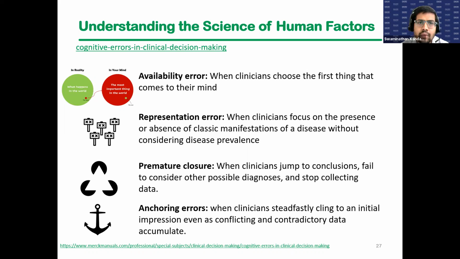One is availability error. This is when we try to choose the first thing that comes to our mind, because that's the first thing that we know about, and then we forget about the other things that may have happened with the patient case, and that may lead to errors. And then there is anchoring error, which is when clinicians cling to their initial impression instead of looking at other contradicting data that may accumulate over time.